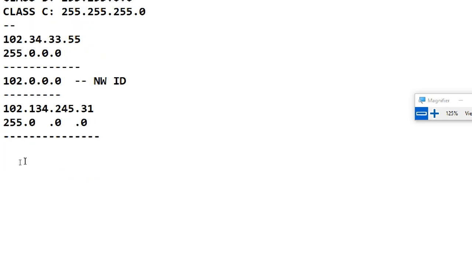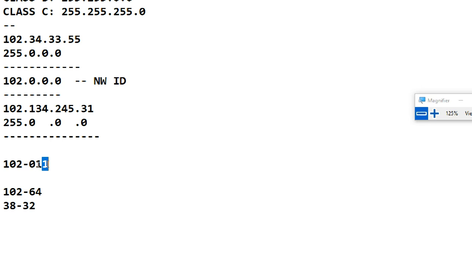Now again, 102. If you have a doubt, I will explain. Convert 102 into binary. How to convert into binary? So first one is 0. Next one 64. 102 minus 64 is 38. So 1. Now 38 minus 32.